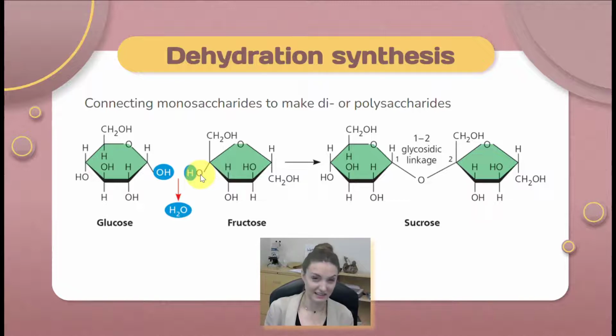We call that a glycosidic linkage, but I'm not too worried about that. I'm more worried that you understand the idea that we remove water. So water is a product during the dehydration synthesis reaction. And that's how we connect together monomers to make a polymer. In this instance, we are connecting glucose and fructose to make the molecule sucrose, which is just normal table sugar. Like if you have a bag of white sugar in your pantry, that's a bag of sucrose, basically.